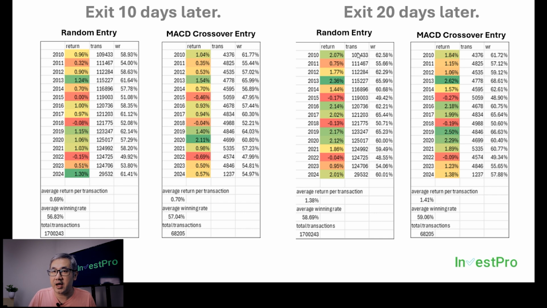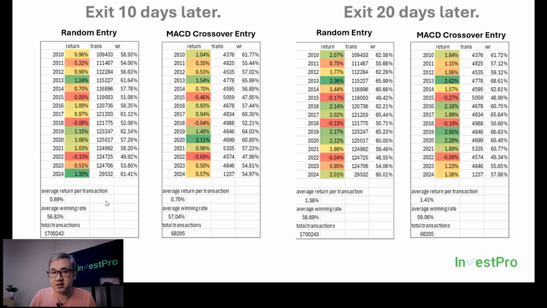Now let's take a look at the performance. Based on the random entry and exiting 10 days later, the average return per transaction is about 0.69%, with an average winning rate of 56.83%. Now if you compare this with the entry based on the MACD crossover, you realize that the average return per transaction is almost the same.